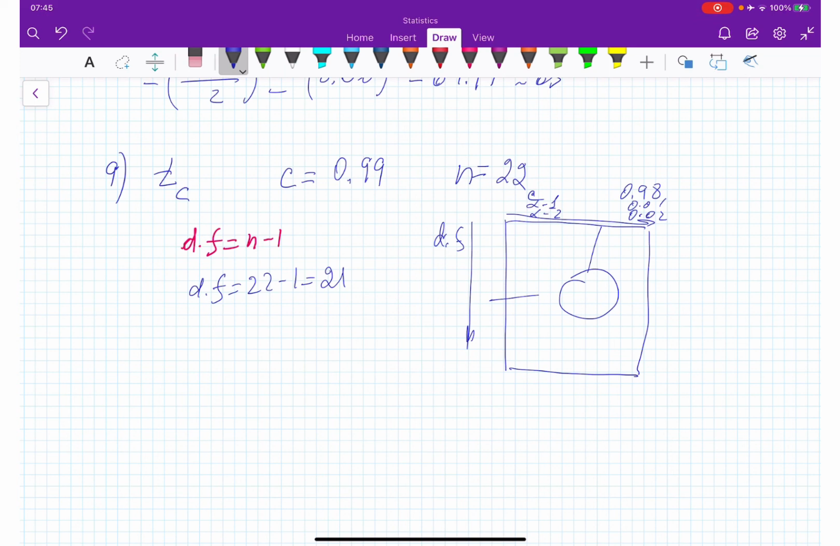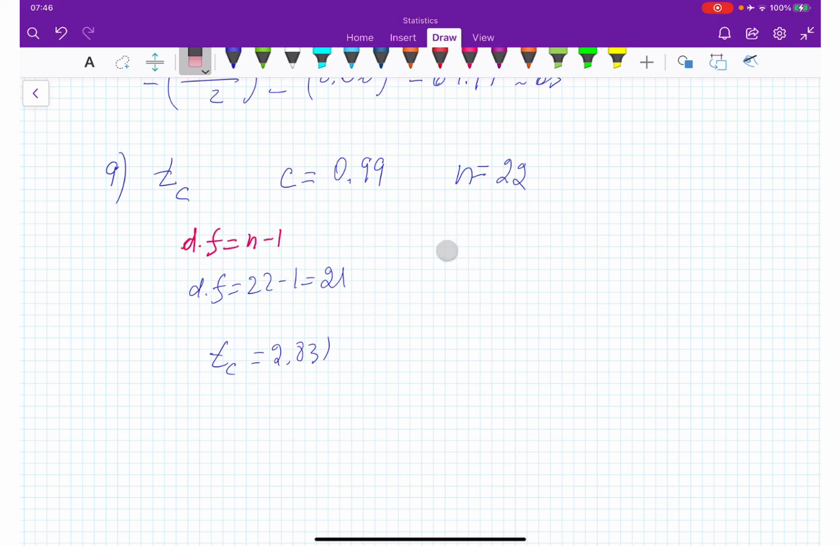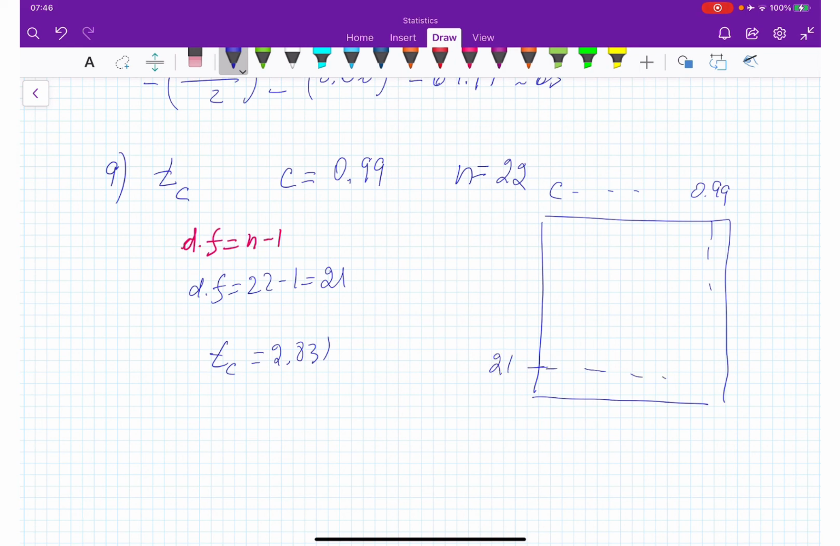And it is gonna be 2.831. So T critical from the table is gonna be 2.831. How? Let me write down so you would know what to look for in the table. Although I explained, it never hurts to write down one more time. I looked up for C, which is 0.99, here it is, and looked up for degree of freedom, which is 21, and this intersection gave me 2.831. Okay?